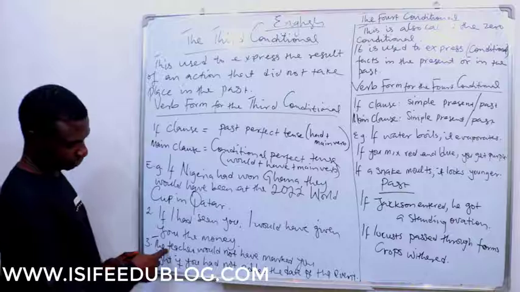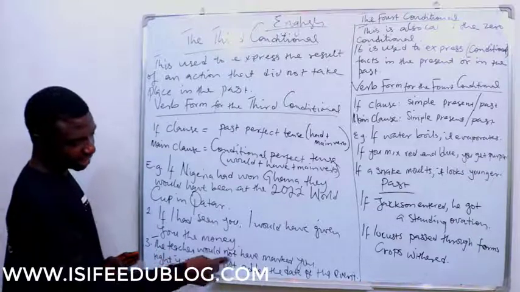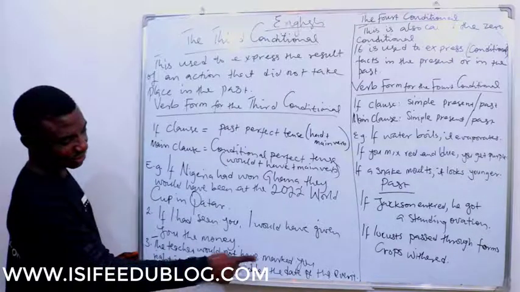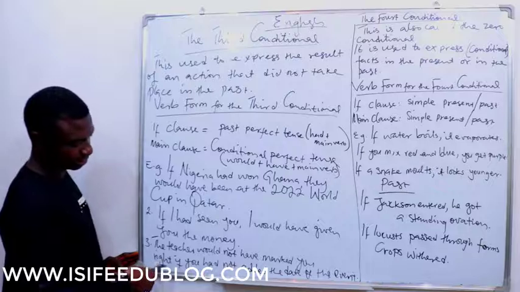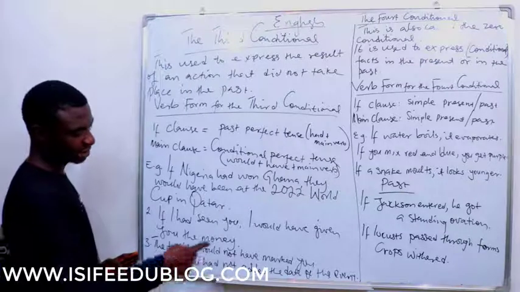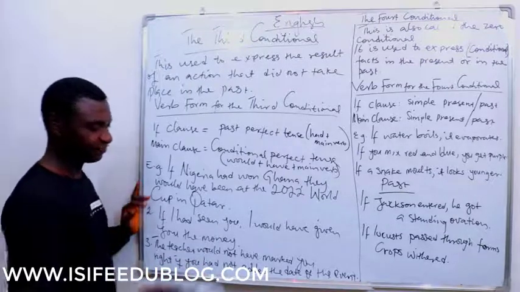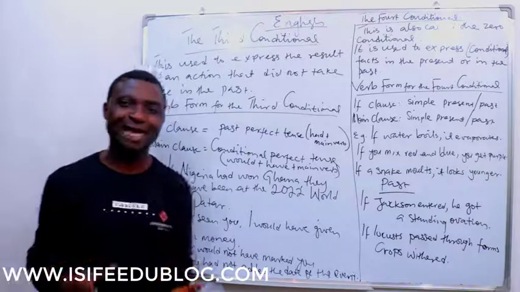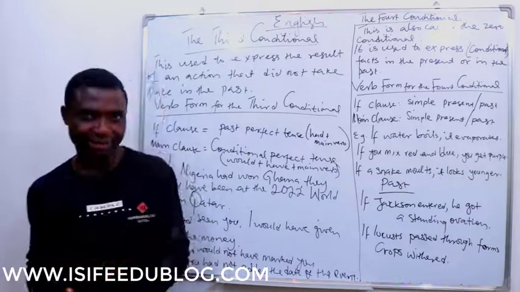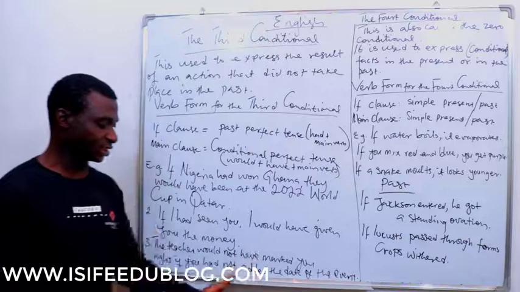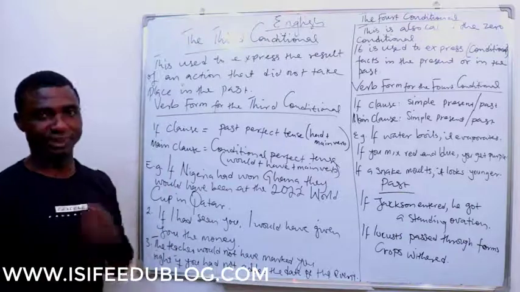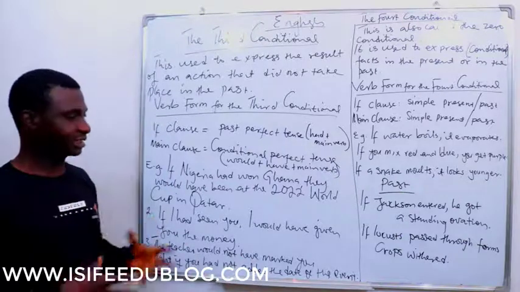The teacher would not have marked you right if you had not added the date of the event. This means the teacher marked the writer right because the writer had included the date of the event. That's the third conditional.